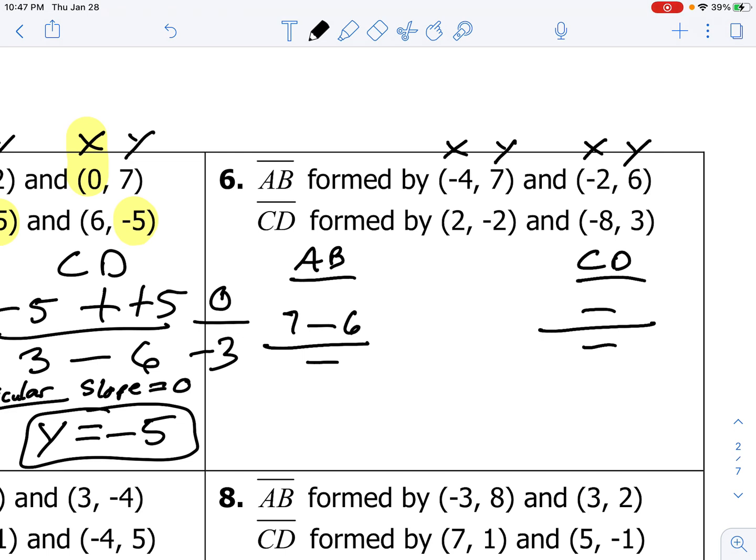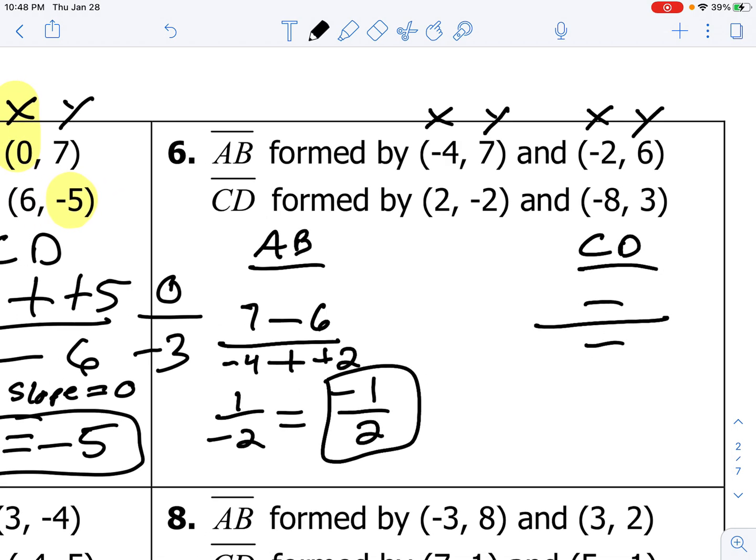Drop the x's down on bottom, negative 4 and negative 2. So negative 4 and negative 2, which actually turns into a positive. So we've got 7 minus 6 is 1. Negative 4 plus 2 is negative 2. Move the negative to the top, negative 1 over 2. That's my first slope. All right, now we're going to do the next one.